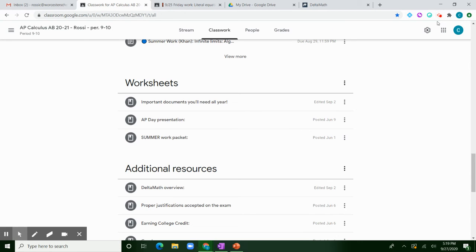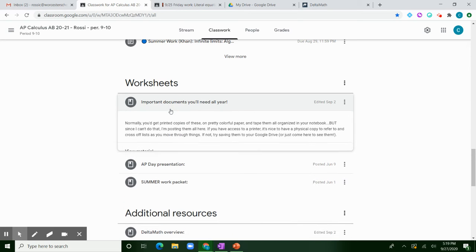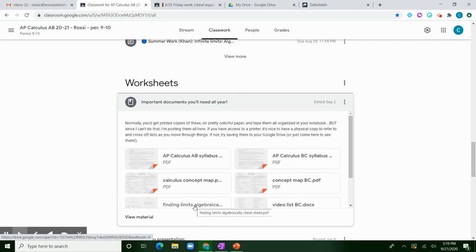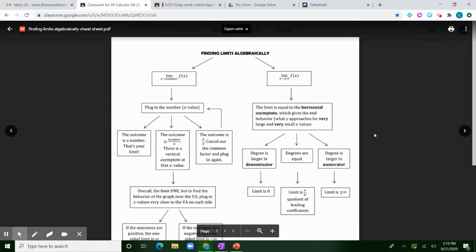Hello, calculus people. So like the video said, I just want to show you the algebraic limits that you've already done before, just so we're clear on the limits you've done before, and then we're going to talk about the limits that we haven't done before, the more advanced ones. So under the class term on important documents you'll need all year, finding limits algebraically. So this is a really good roadmap to have all year.